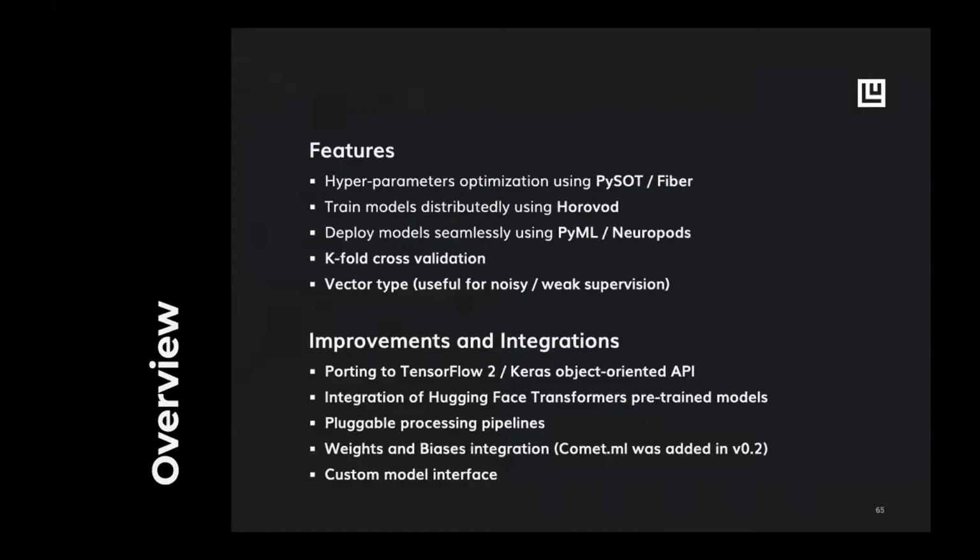We have hyperparameter optimization that I'll tell you about in a minute. There are new ways to deploy models. We can train models in a distributed way. We have k-fold validation now, and many new things like integration with Weights & Biases. We already had one with Comet, and also integration with Hugging Face. But let me tell you in detail about the hyperparameter optimization, because I believe it's very easy to use and you can get started right away.